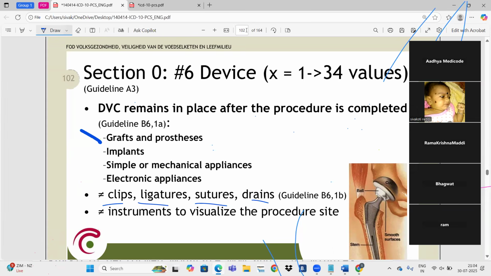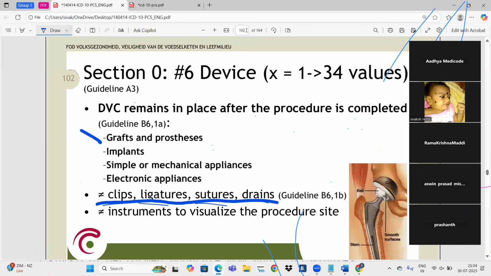What we should not consider as device: clips, ligatures, sutures, and drains. Why should we not consider these as devices? Because they are removed after some days. Sutures are removed after 5 to 10 days. And the clips are put just for holding purpose.